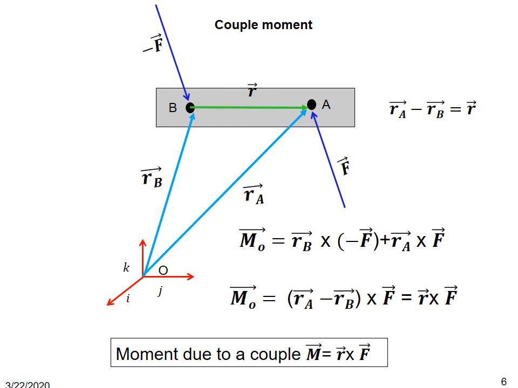So the couple moment is R cross F, where F is one of the forces, and R is the position vector of the point of application of this force from the other location.